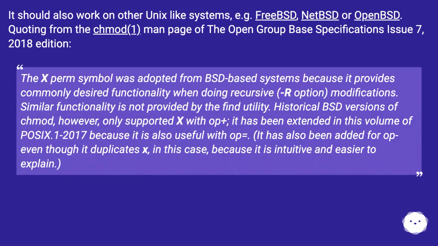It should also work on other Unix-like systems, e.g. FreeBSD, NeXT or OpenBSD. Quoting from the chmod(1) man page of the Open Group Base Specifications Issue 7, 2018 edition: The X perm symbol was adopted from BSD-based systems because it provides commonly desired functionality when doing recursive, -R option, modifications. Similar functionality is not provided by the find utility. Historical BSD versions of chmod, however, only supported X with op +. It has been extended in this volume of POSIX.1-2017 because it is also useful with op =. It has also been added for op - even though it duplicates x, in this case, because it is intuitive and easier to explain.